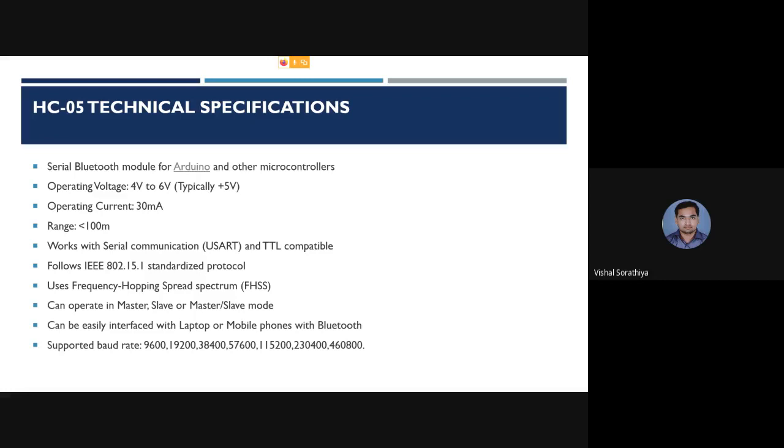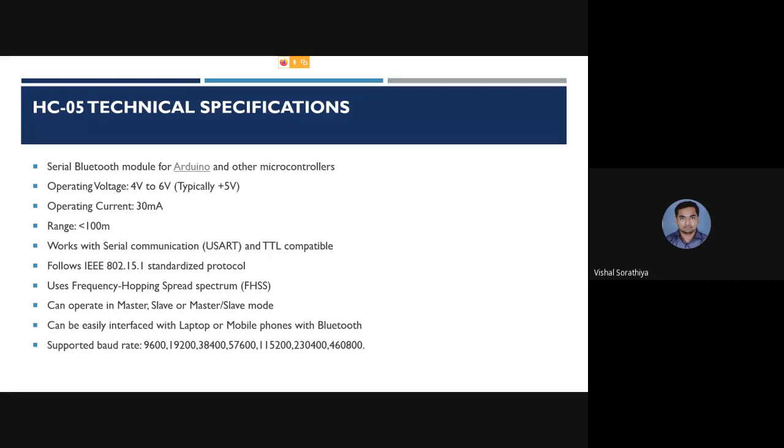It's a serial Bluetooth module that can be connected to Arduino and other microcontrollers. Operating voltage is 4 to 6, typically 5. Current is just 30 milliamperes, range less than 100 meters. It works with serial communication UART. Okay, that UART we have discussed in the last lecture. So with serial communication, it works in asynchronous mode.